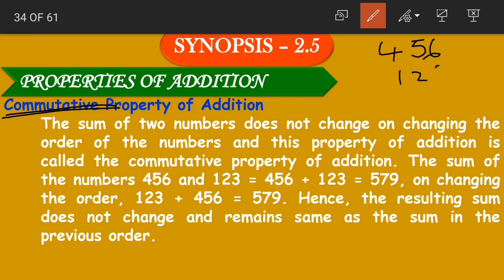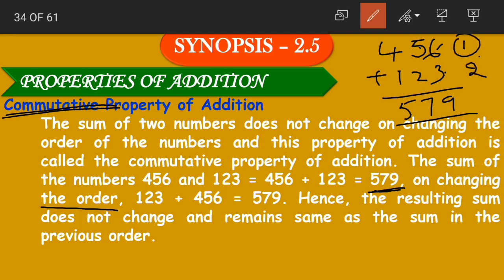456, 123. When we add 6 plus 3, 9, 5 plus 2, 7, 4 plus 1, 5. Yes, we got the answer of 579. Now when we change the order, now here this was first and this number was second, right? Now I'll change the order.